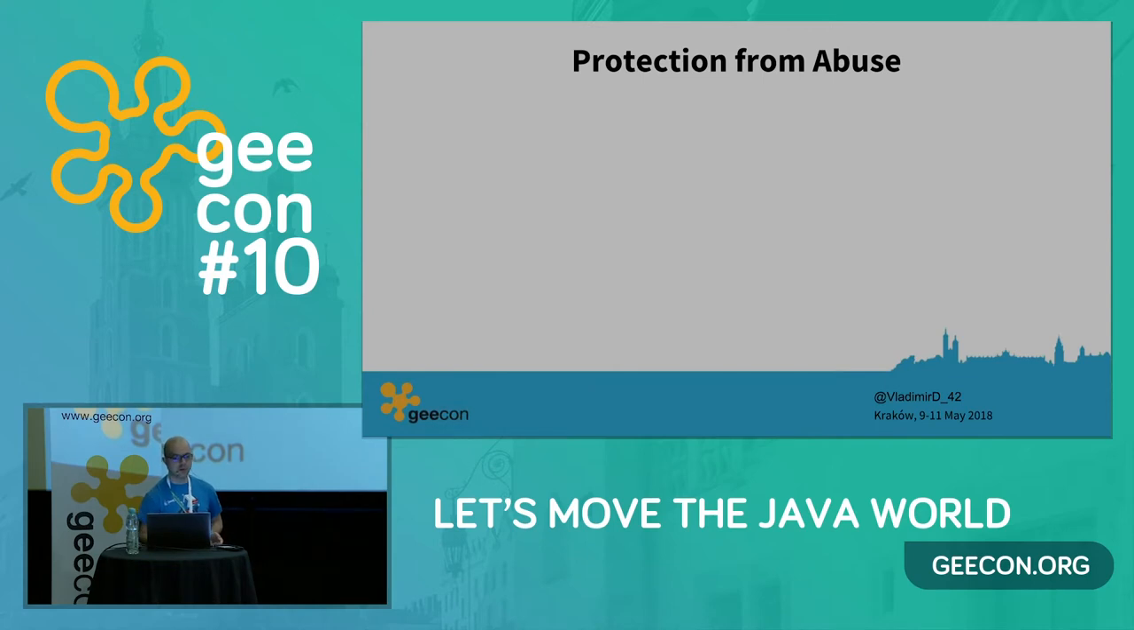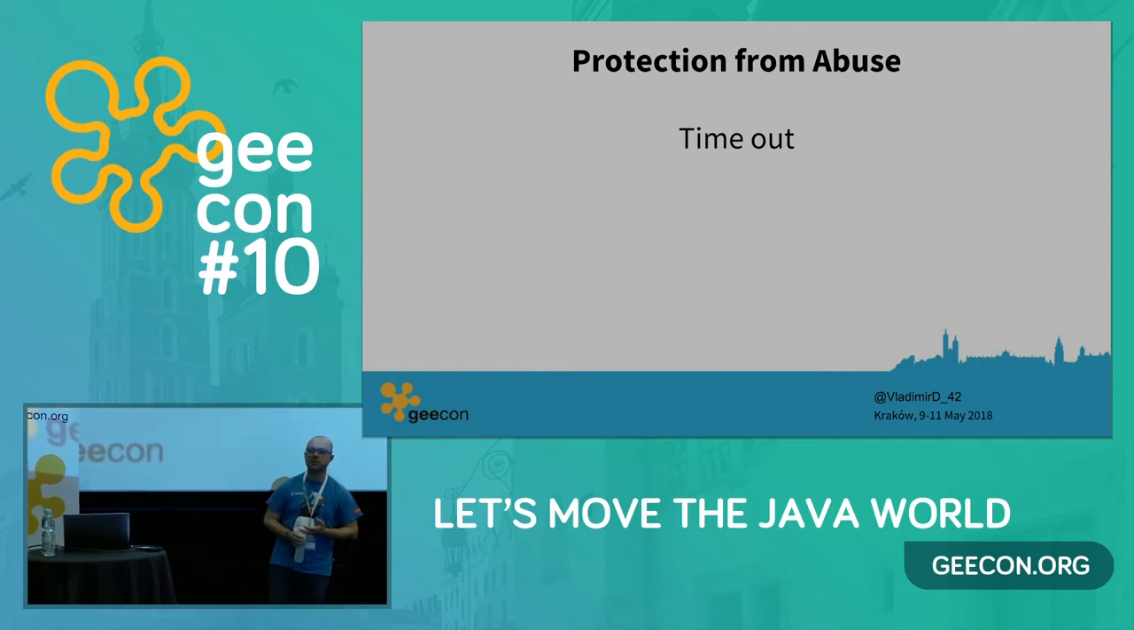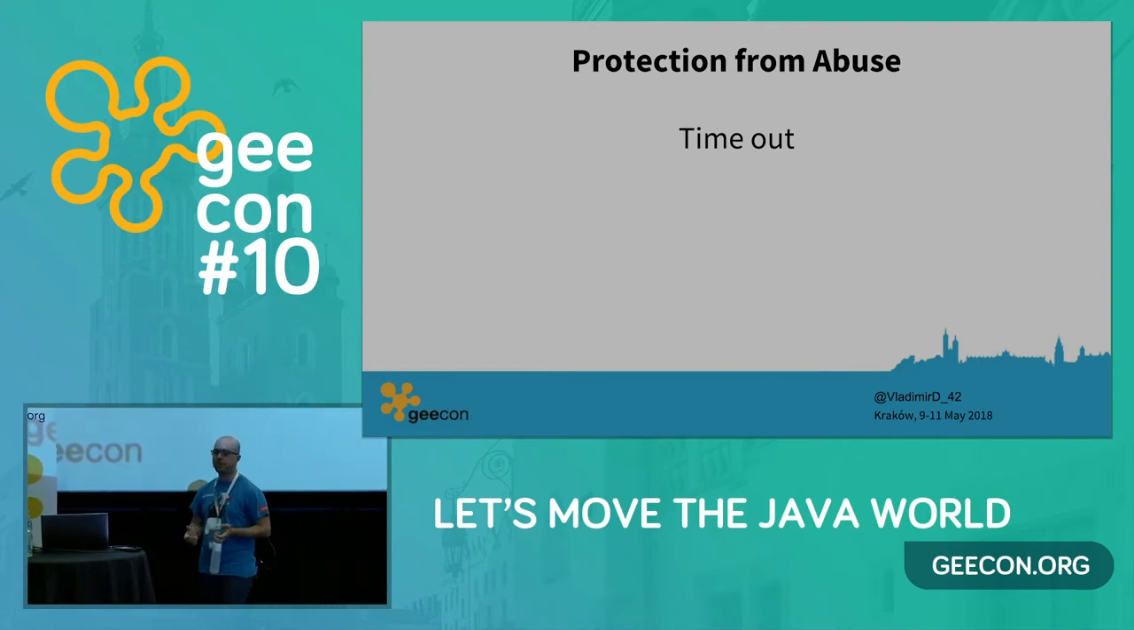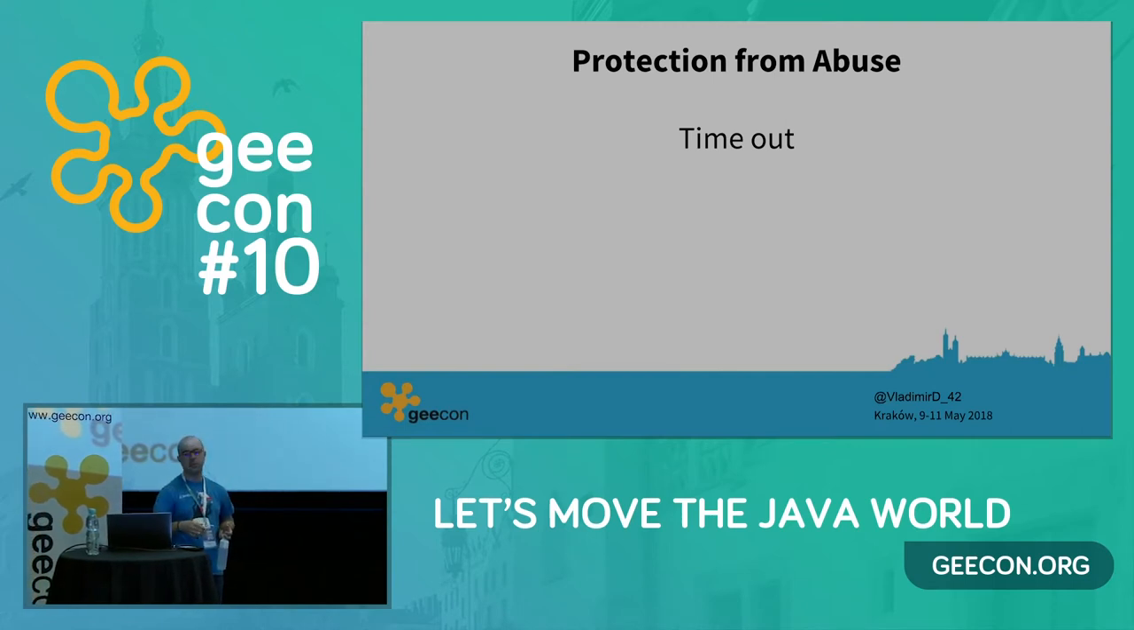So how can we protect ourselves? Well, the easiest thing that we can do is just create a timeout. If a request isn't processed in a certain period of time, we just send back a timeout to the client. But this doesn't really solve the problem. The reason is that, although the client will get a timeout, in the background our CPU and memory is still going to be consumed.